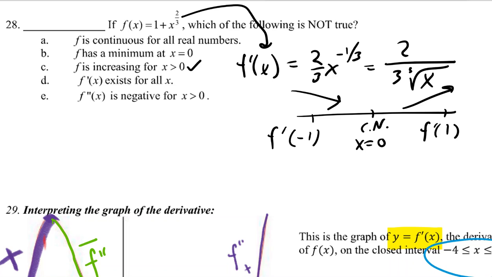Oh, well, if I paid attention to the choices, don't we know the answer now? What's the answer? D? You said D as in dog? Right. To even find this, didn't I find this because it made the first derivative undefined? Then the first derivative doesn't exist for everything. It doesn't exist at x equals 0. So I guess I could have stopped there.